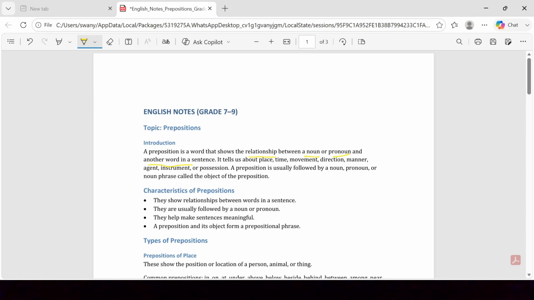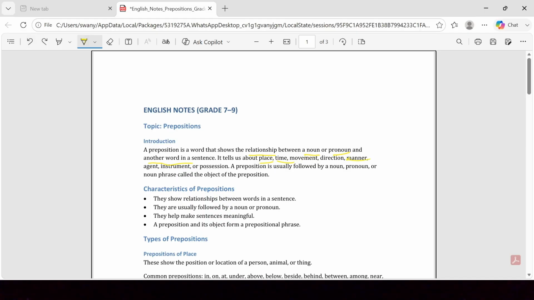It tells us about place, time, movement, direction, manner, agent, instrument, or possession. A preposition is usually followed by a noun, pronoun, or a noun phrase called the object of the preposition. So you find that these prepositions may be either followed by a noun, pronoun, or a noun phrase.